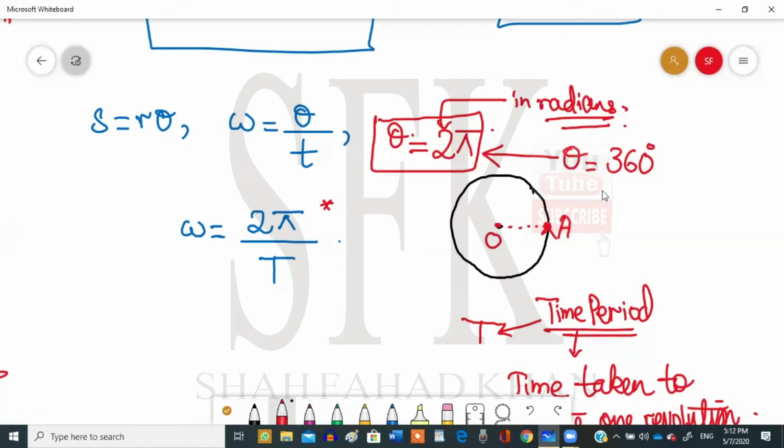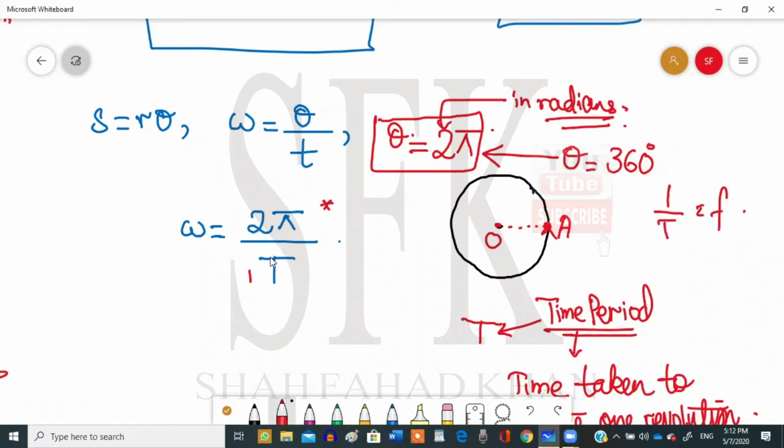And guys, remember from AS, what does 1 upon T represent? What is 1 upon T equal to? Any physical quantity you guys remember that 1 upon T is equal to? 1 upon T is equal to frequency. Yes, correct. So 1 upon time period is equal to frequency.